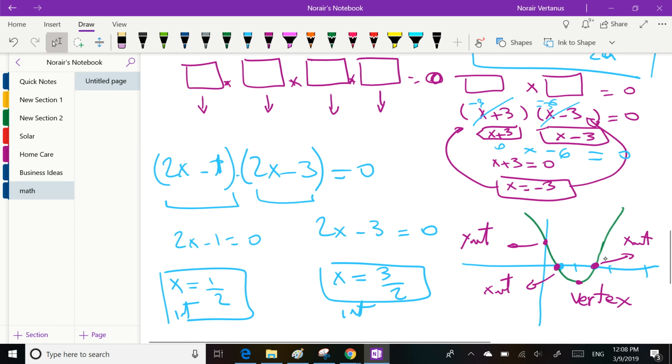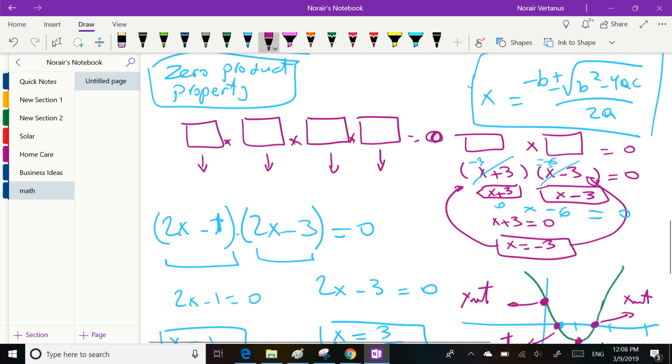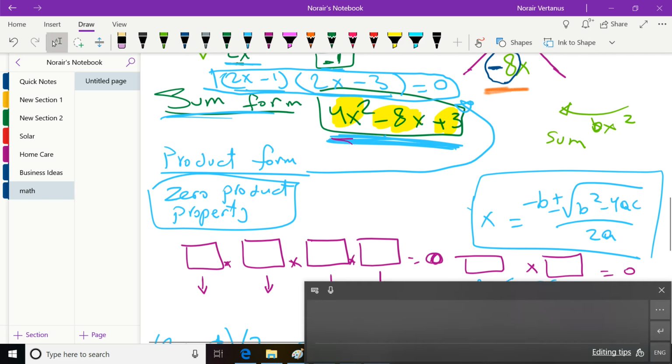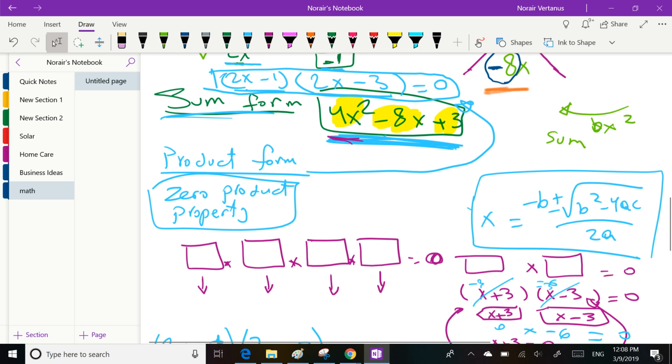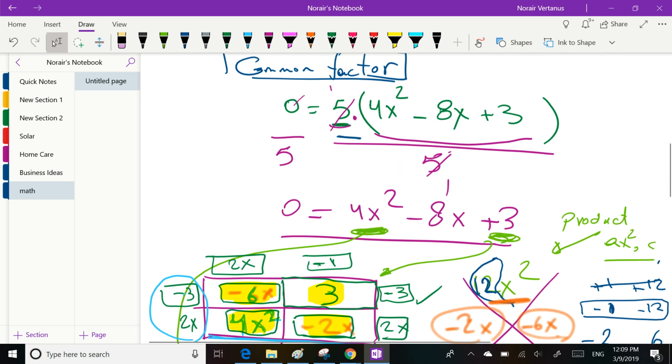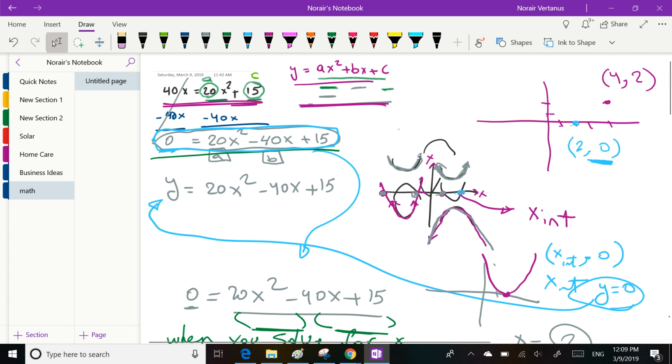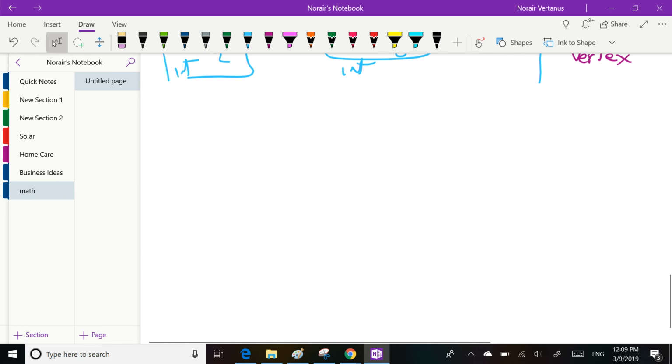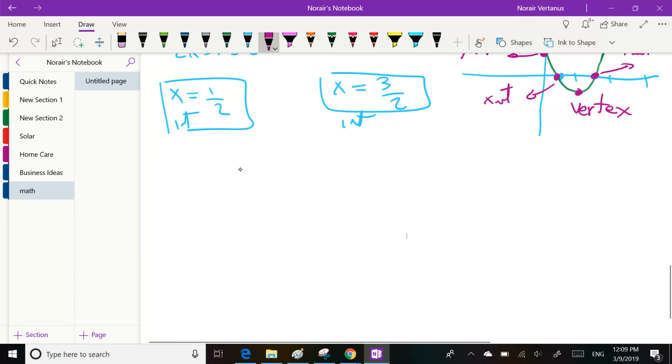And that helped us even to graph this. But we want to know what is the y-intercept, which is this one, and the vertex, which is this one. So again, I'm going to need my original problem. It doesn't matter, I can go just to the original, which is this one: 20x squared minus 40x plus 15. To get the original 20x squared minus 40x plus 15. That's it.